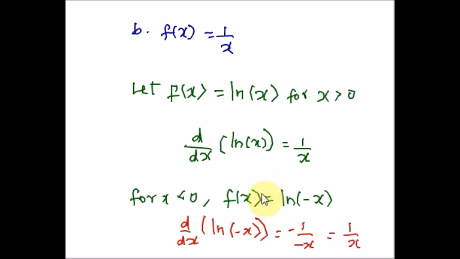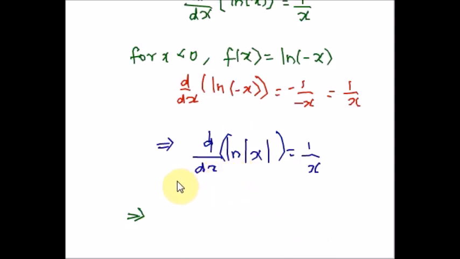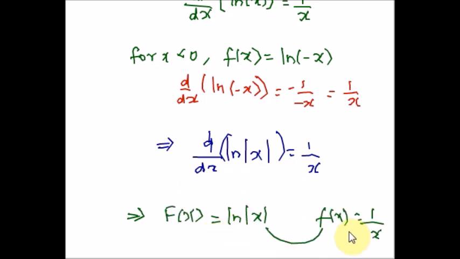Therefore, for both cases you get the same answer. So you can also say that d over dx of ln of modulus x would be equal to 1 over x. Thus, f of x equal to ln of absolute value of x is an antiderivative of the function f of x equal to 1 over x. Therefore, every antiderivative of 1 over x is of the form ln of absolute x plus c, where c is just a constant, and every function of the form ln of absolute x plus c is an antiderivative of 1 over x. Hope you're clear with part B.